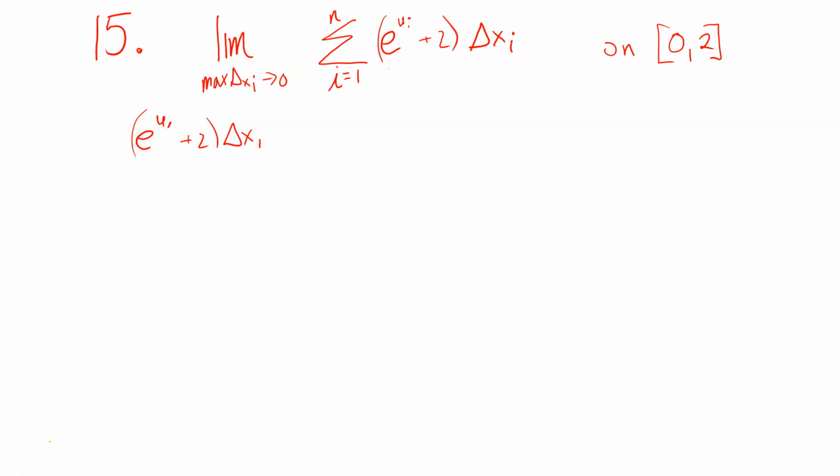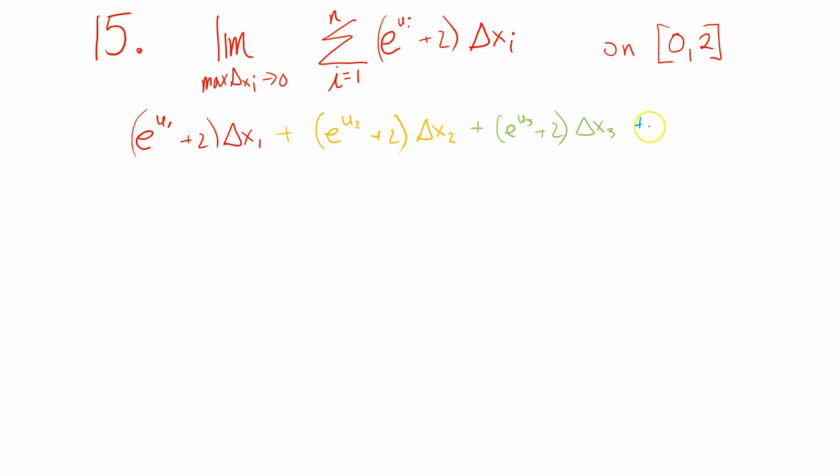And then the next term we will use i equals 2. So that would be e to the power u sub 2, still plus 2. We're just putting in 2's where the i's are, and delta x sub 2. Using i equals 3, that would be e to the power u sub 3 plus 2, and multiplied by delta x sub 3.